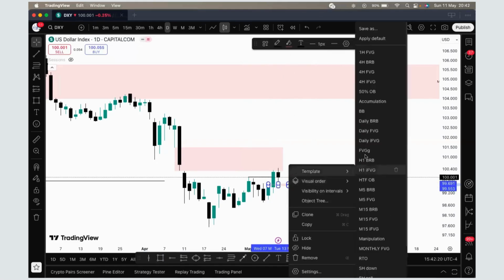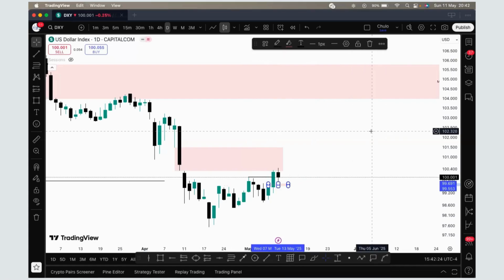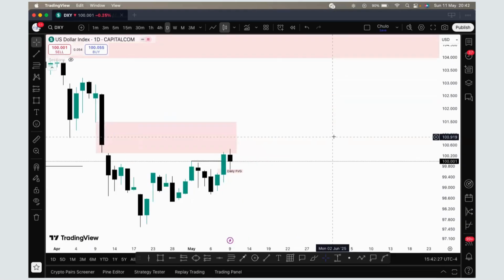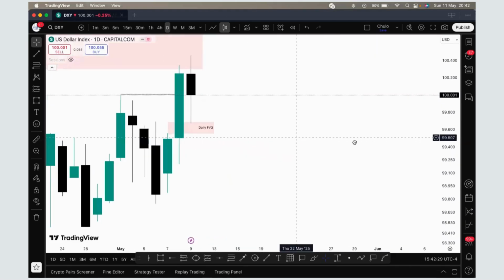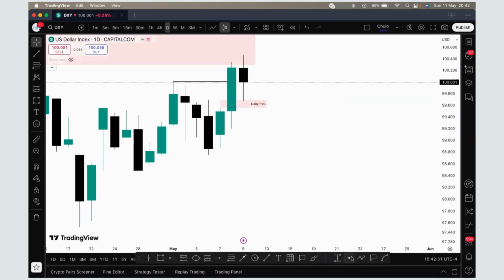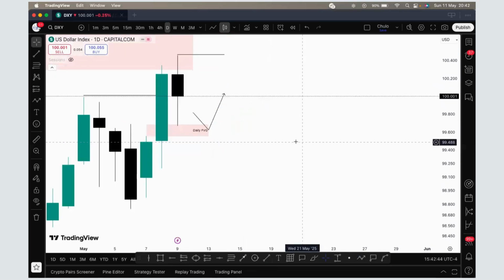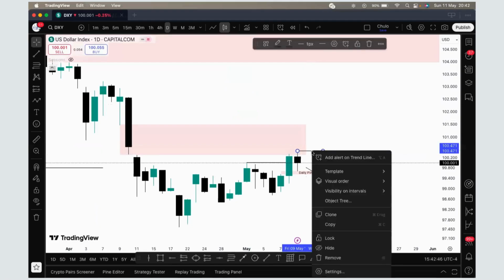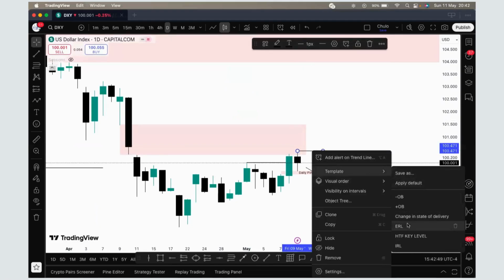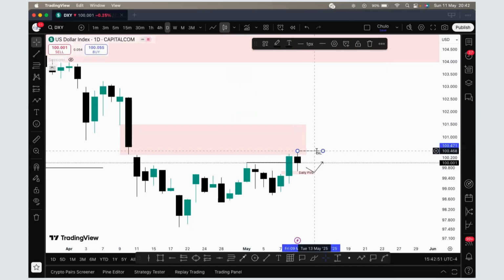We have this little internal range liquidity, which is our fair value gap here, this daily fair value gap. So I'm expecting price to drop into this gap to continue the bullish movement and take out this external range liquidity here, to continue the bullish movement on the dollar index.